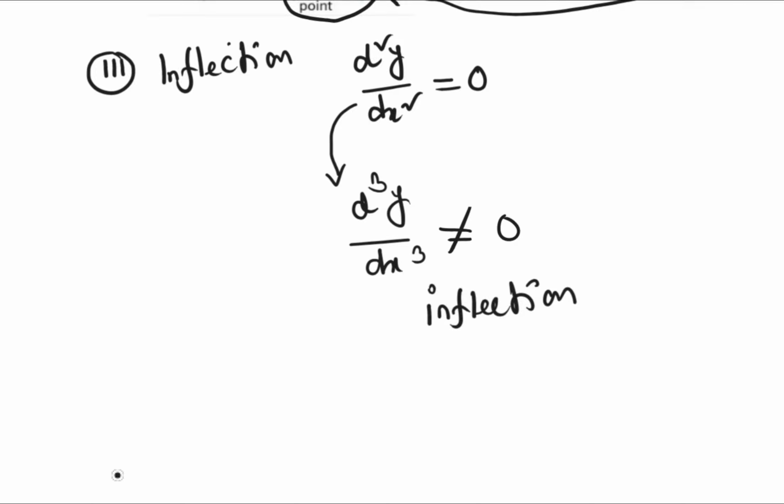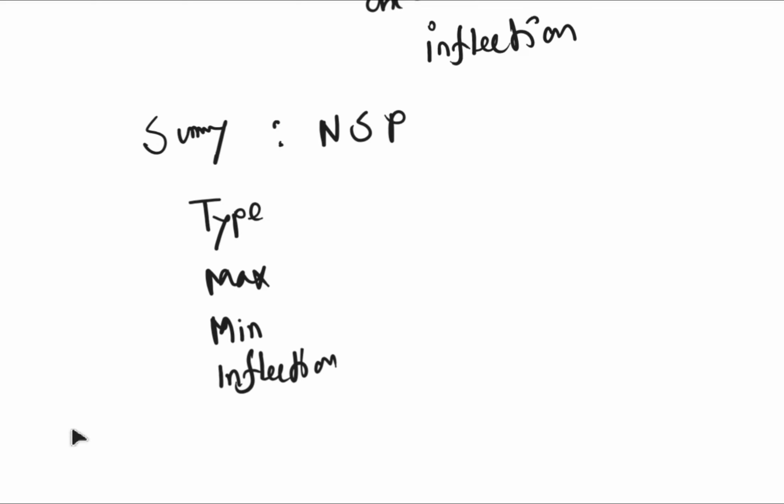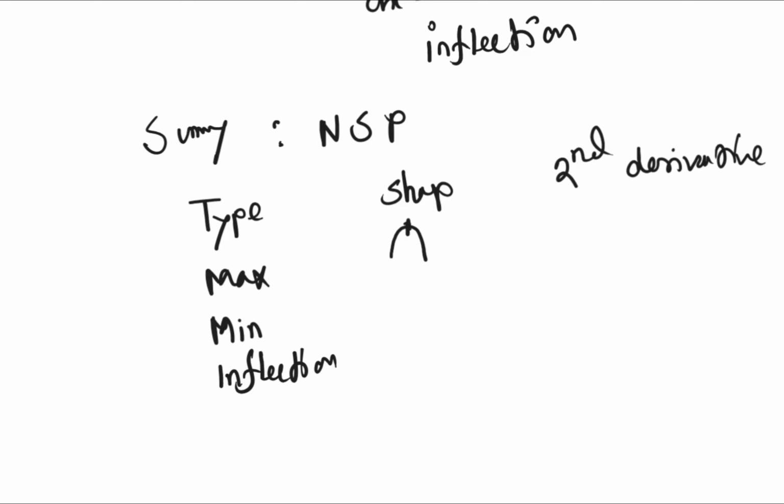Now let's have a summary. Summary for the nature of stationary point, the NSP. We can write down the type of nature. We found 3 possibilities: one is maximum, the second is minimum, and the third is inflection, right? And for the shape, we check by the second order derivative. For maximum, it will look like this, and here is the stationary point. And for minimum, it will look like this, and here is the minimum point.